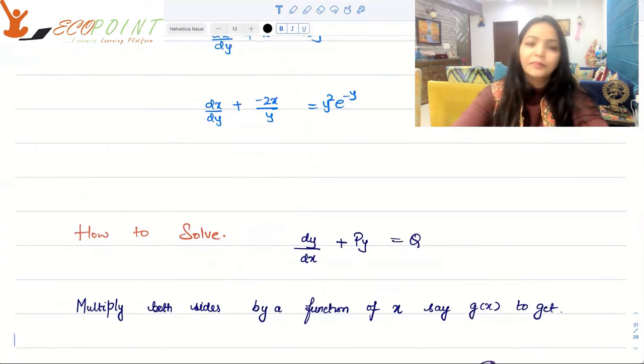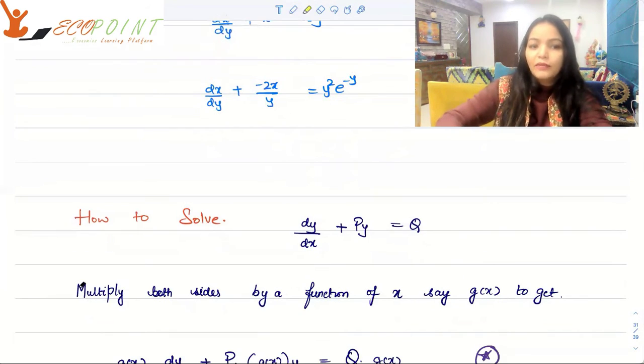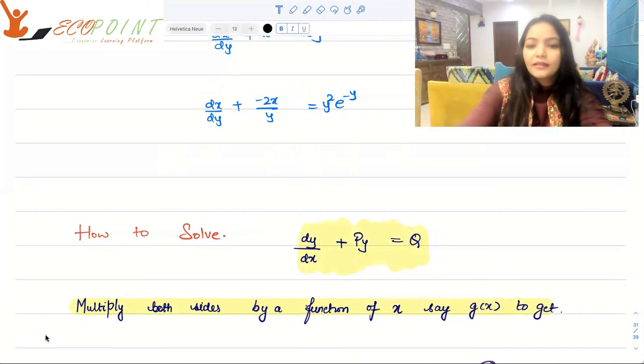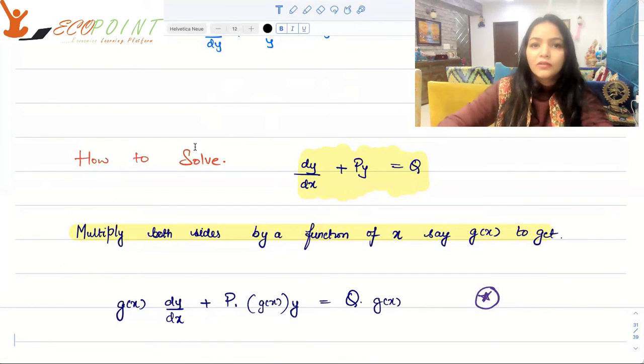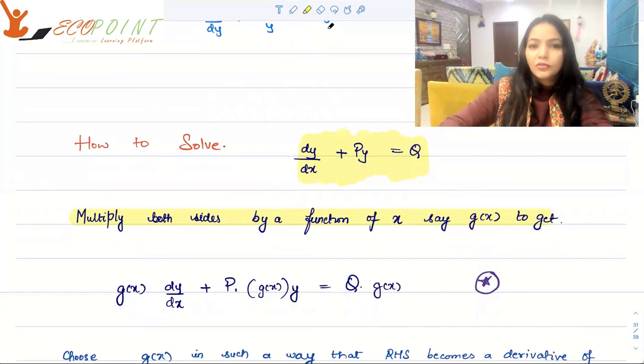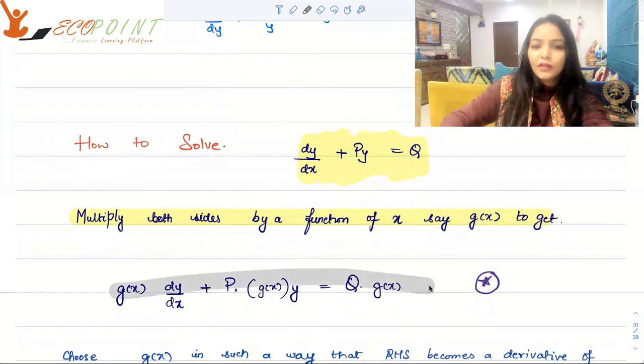That is what is very important. Suppose you have a linear differential equation dy by dx plus p times y equals q, and you multiply both sides by a function of x, calling it g(x), to get g(x) into dy by dx plus p times g(x) into y equals q times g(x).